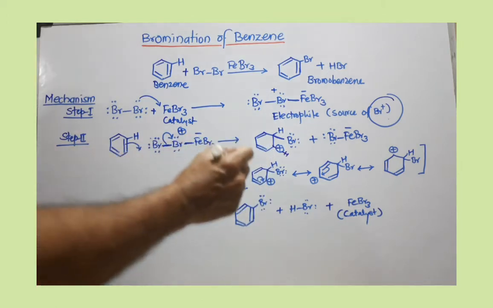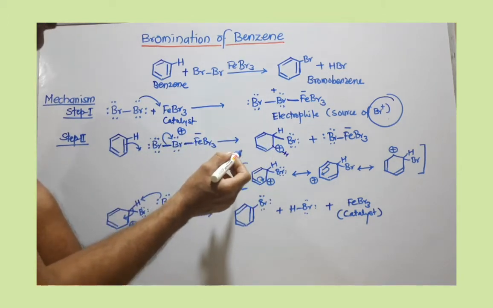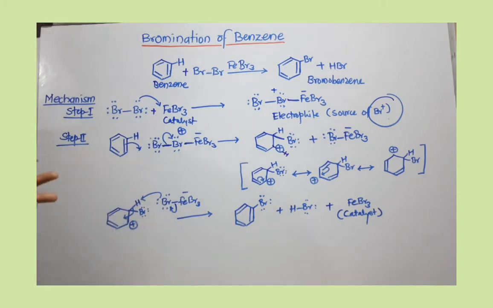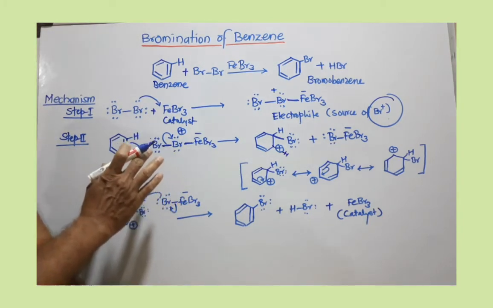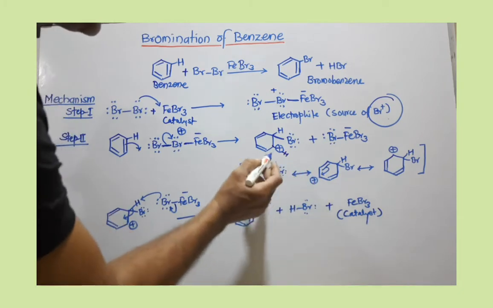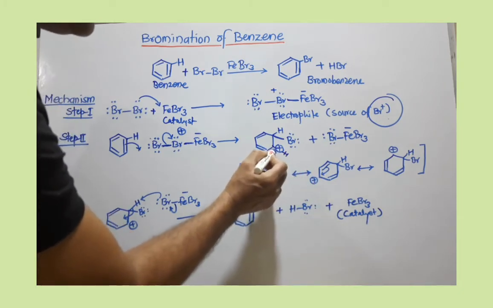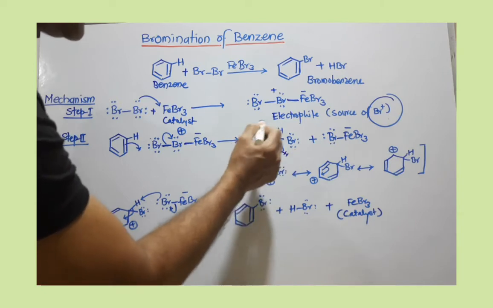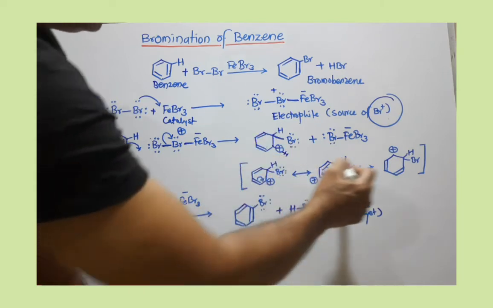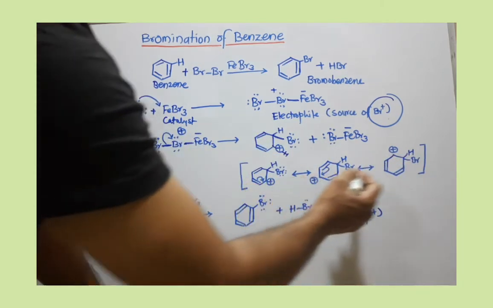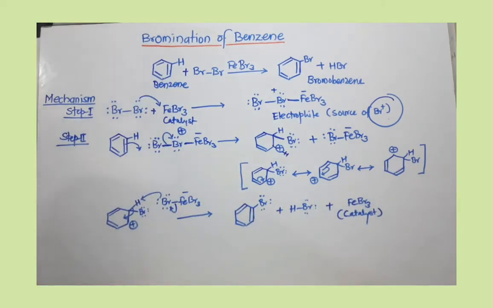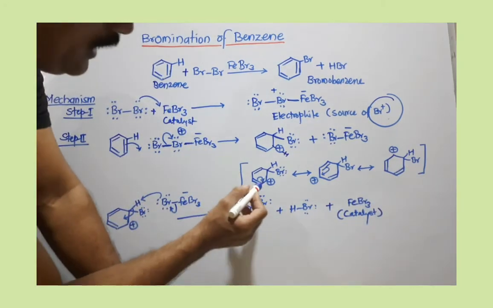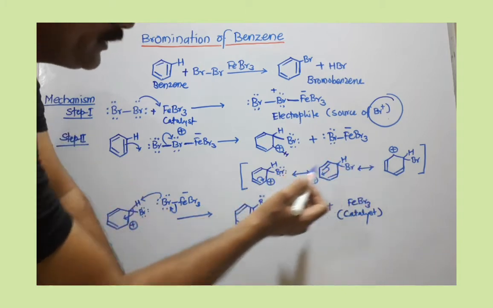Now we can say one more driving force behind this step is resonance. So this positive charge is developed here at this carbon, which is a carbocation, but this carbocation is stabilized by resonance. So we can draw 3 resonating structures here for this carbocation. Now how to draw that, I'll explain quickly.